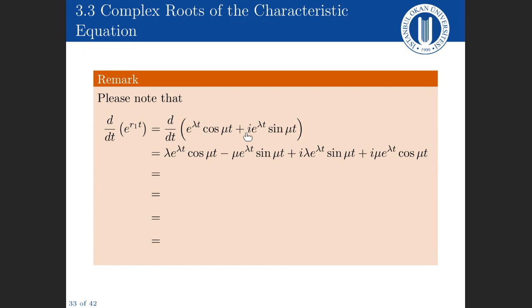i is just a number. We can ignore i when we differentiate, just as we would ignore any other number. If, for example, I had the number 7 just here, we would just ignore this when we differentiated. We differentiate e to the lambda t to get lambda e to the lambda t. Differentiate sine mu t to get mu cos mu t.